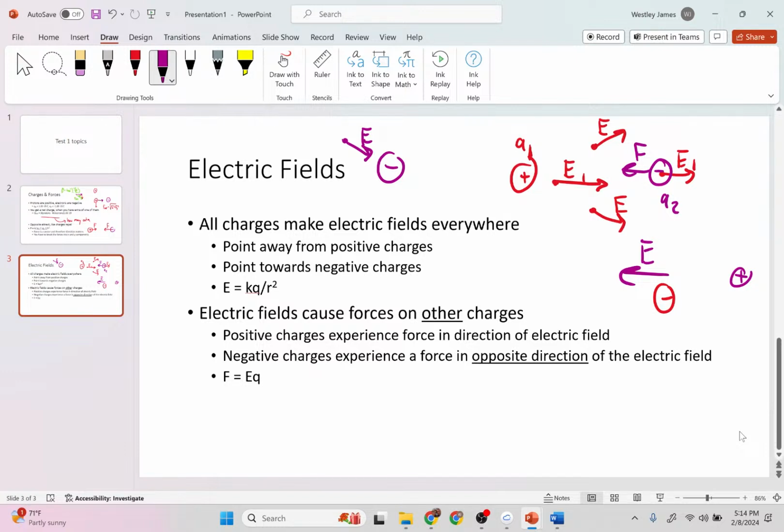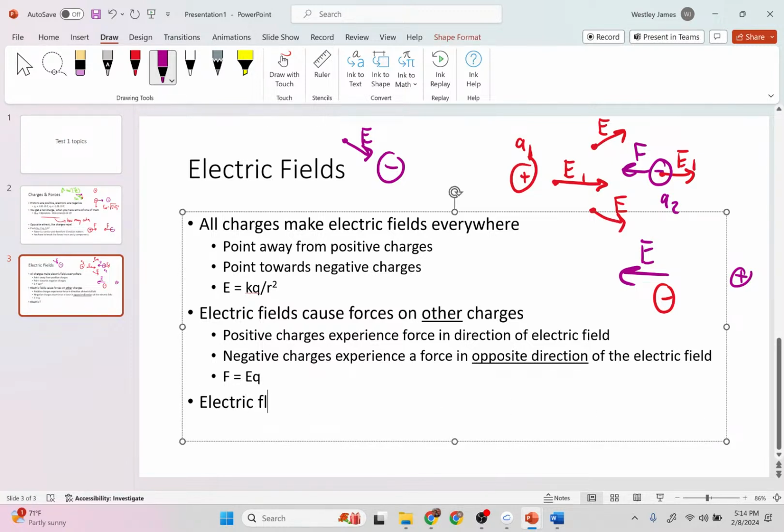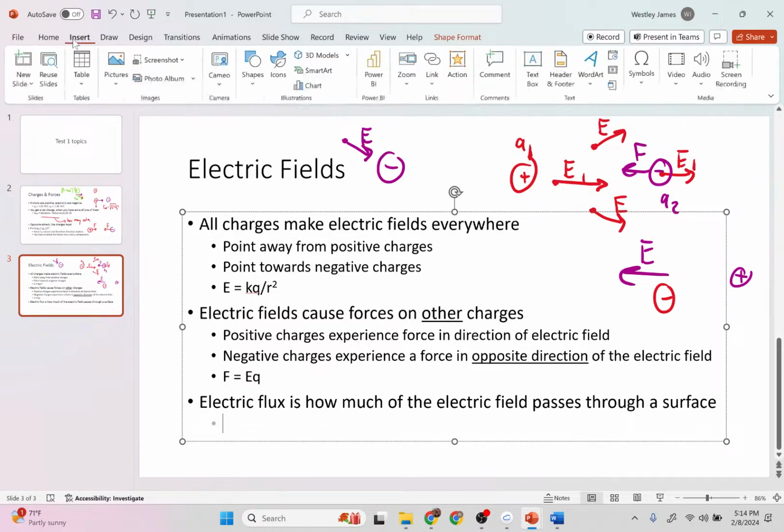And then we did talk about flux. We talked about electric flux. I'll put both of those definitions. The main thing that you all need to know about flux, electric flux, is how much of the electric field passes through a surface. And so the equation for that was, I'm going to have to look for the Greek letters. It was phi, capital phi.